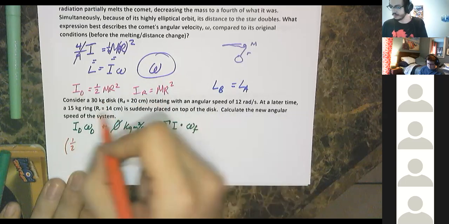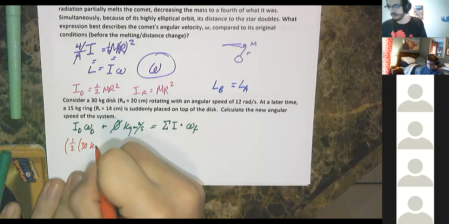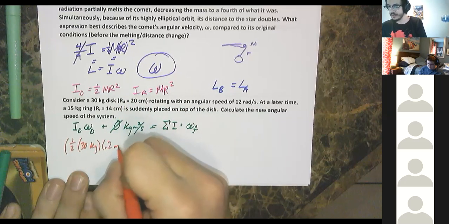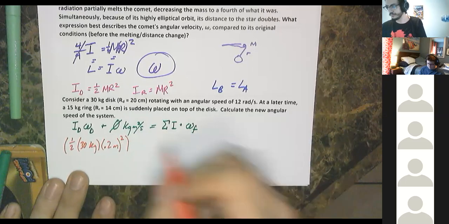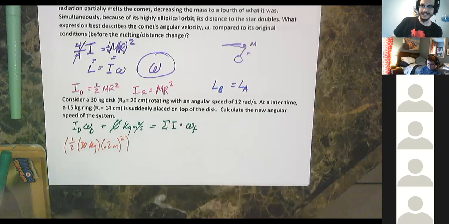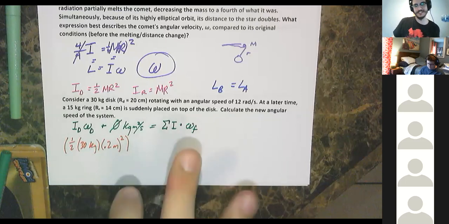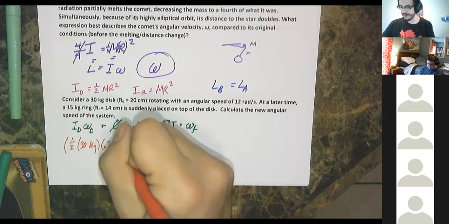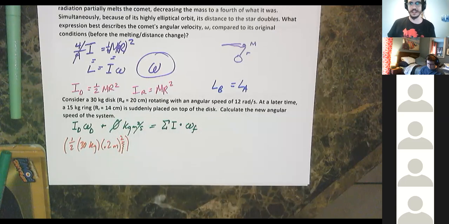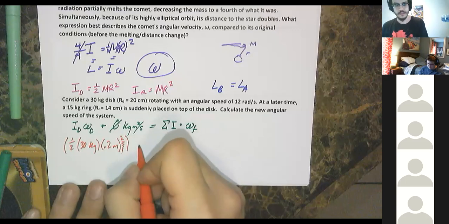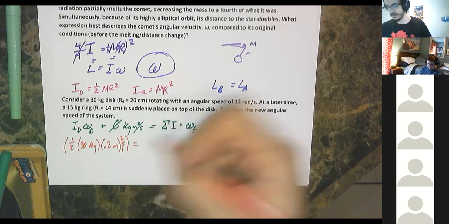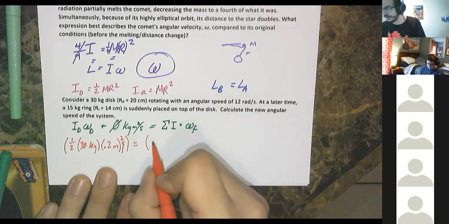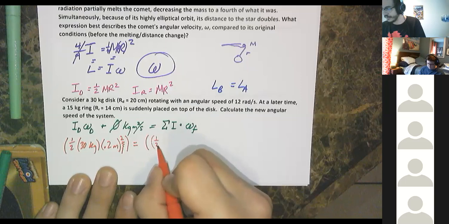One-half m. M is 30 kilos. R is 20 centimeters, so that is 0.2 meters squared. Don't make the same mistake I did like 5 times as I was practicing this problem. I kept forgetting these squares. Maybe you underline it to emphasize it so you don't gloss over it. That plus 0 is just that, so I'm not going to write the plus 0. It's superfluous. The total moment of inertia is going to be that again.